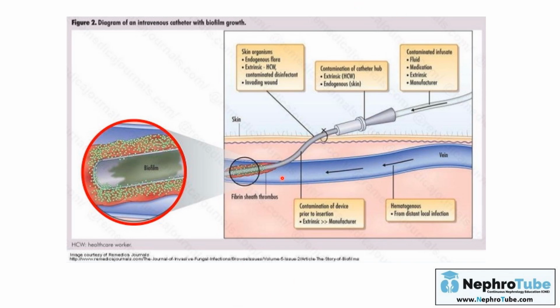So the biofilm of bacteria can be formed under this fibrin sheath, and this fibrin sheath that can be formed around the catheter can be prevented by the catheter lock.